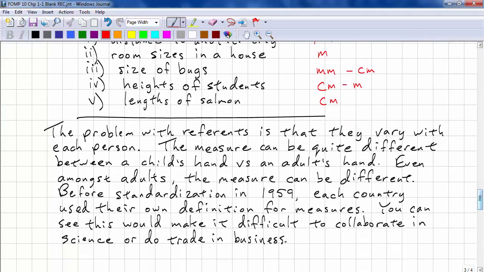Now, let's look at referents. The problem with referents is that they vary with each person. The measure can be quite different between a child's hand versus an adult's hand. And even amongst adults, the measure can be different. And before standardization in 1959, each country used their own definition for measurements. You can see that this would make it difficult to collaborate in science or do trade in business.